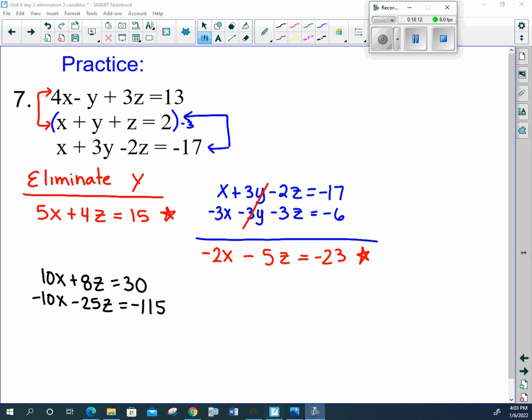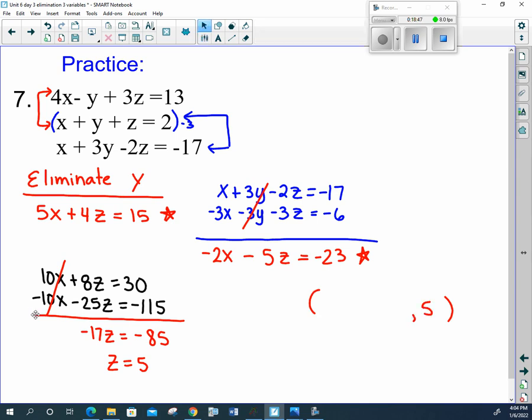Okay, so let's go ahead and add those two together. That will eliminate our x's, and we're left with negative 17z equals negative 85. Now we're going to divide both sides by negative 17. So that's going to turn out to be 5. So z is 5. All right, so our triple here, we know z is 5.